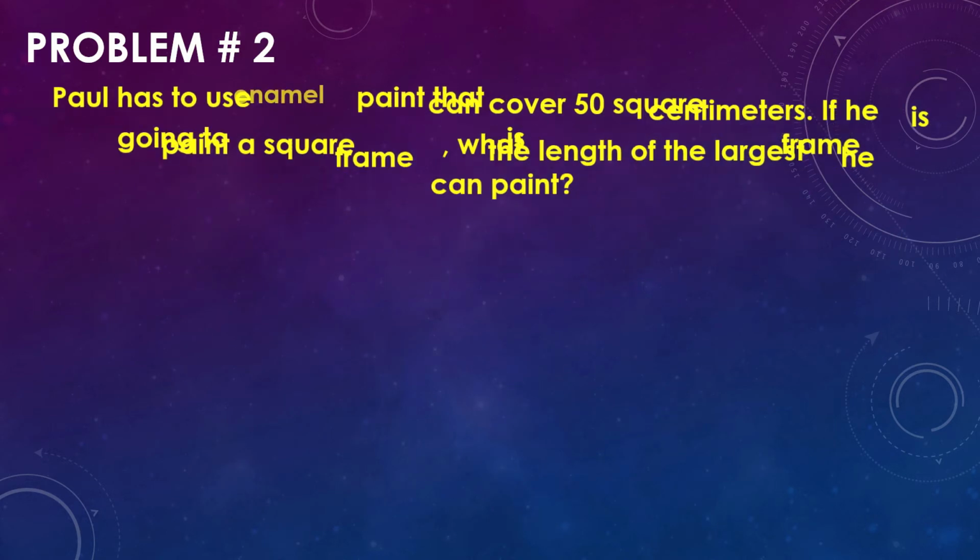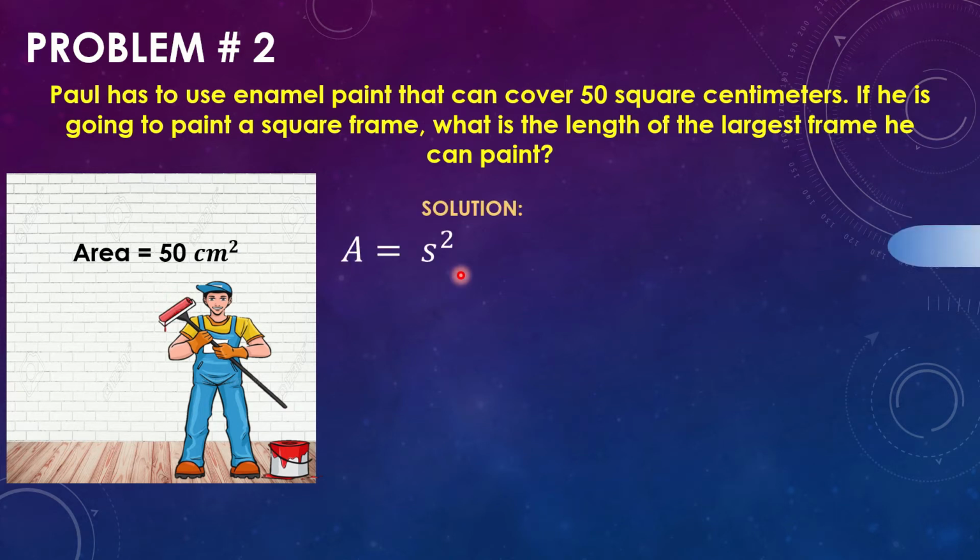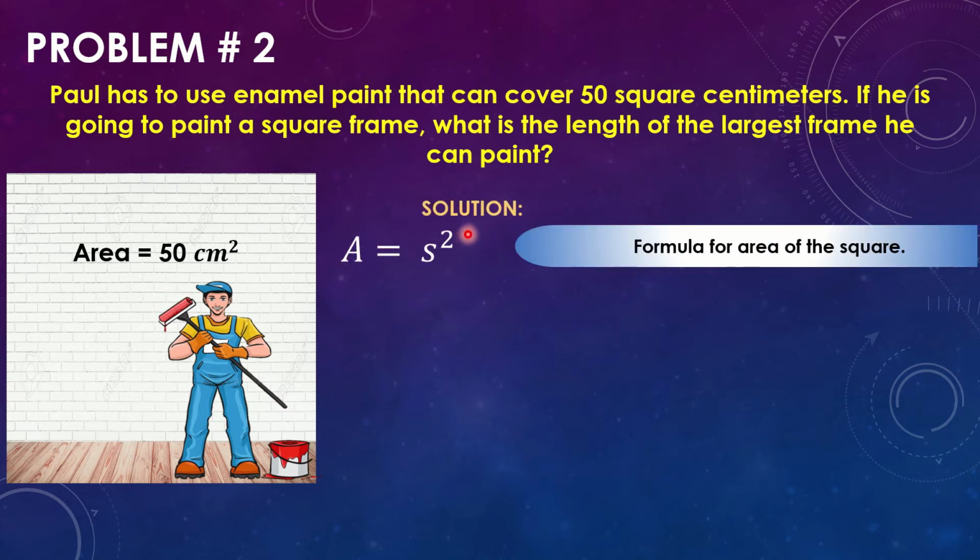Let us illustrate the situation. Let us assume that this is the wall that Paul is going to paint. It says from the problem that Paul has to use enamel paint that can cover 50 square centimeters. So let us assume that that one is the 50 square centimeters. Same with problem number 1, since we are talking about a square, we will use the formula in getting the area of a given square. So that is A is equal to S squared, or A is equal to the side squared.